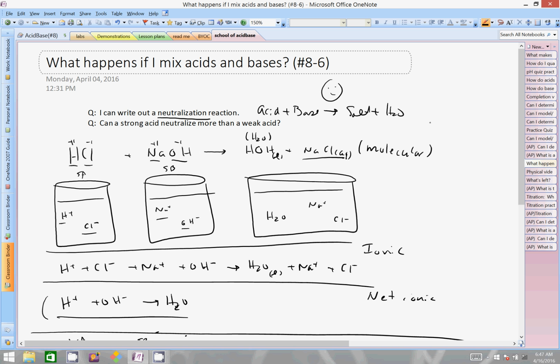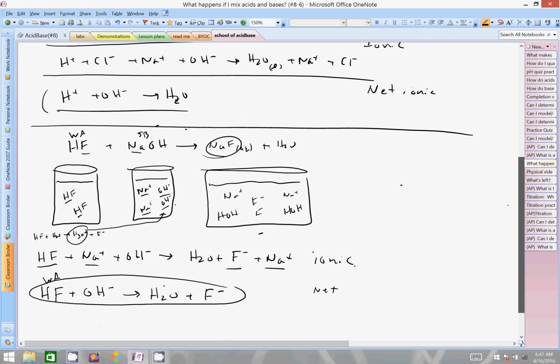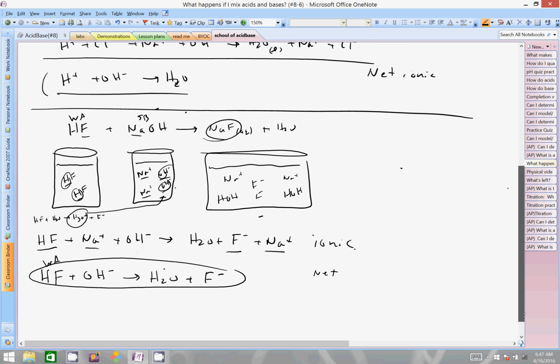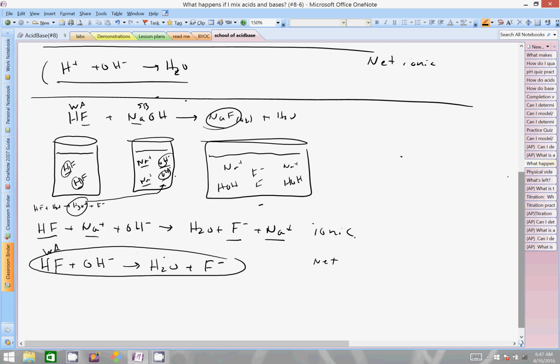Can a strong acid neutralize more than a weak acid? Strength has nothing to do with it. It really has to do with the overall quantities of H's that you have and the quantities of hydroxide you have. And whether you're strong or weak, our base will eventually get it. It just might take a tad bit longer, and that's about it. So, what happens when acids and bases are mixed?